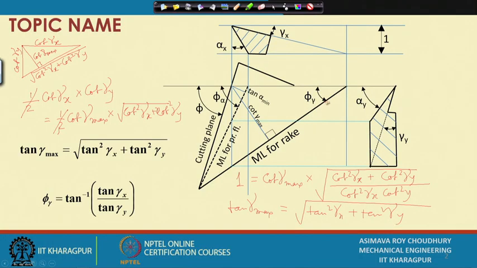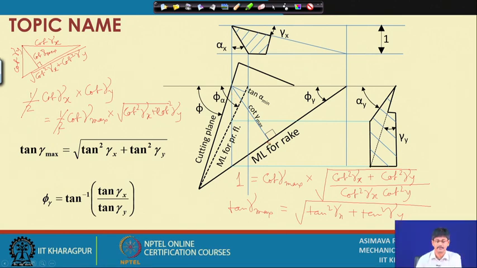So, if you consider this particular orientation of the intersection of the base plane and the rake surface, in this direction it is having no angle with the reference plane, but perpendicular to it, it is having gamma max as the inclination of the rake surface with the reference plane.